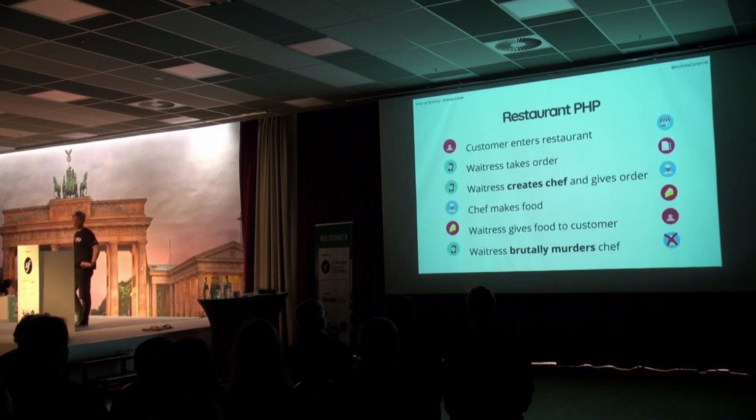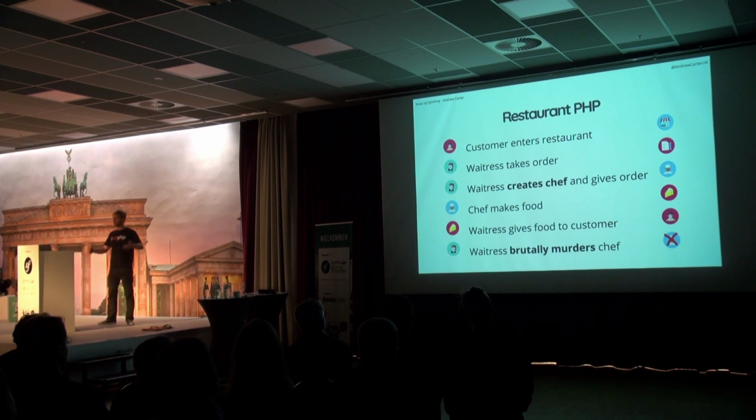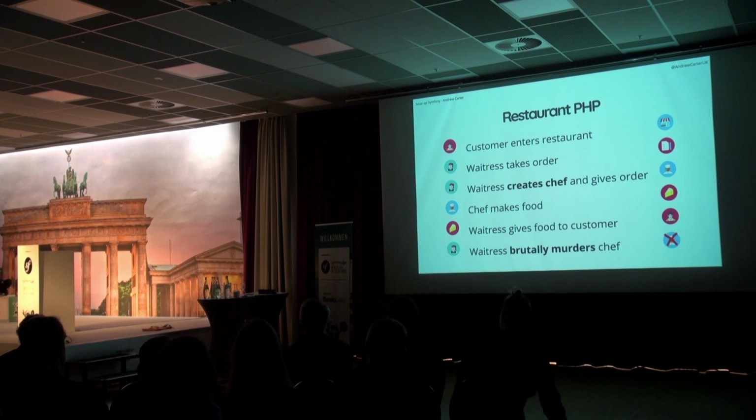So the PHP pipeline as a restaurant would work something like this. The customers enter the restaurant, the waitress takes the order, the waitress creates a chef somehow, the chef makes the food, and then the waitress brutally murders the chef. Right? If I asked you as management consultants how we can improve our restaurant: don't kill the chef every time. So why are we doing this in PHP?